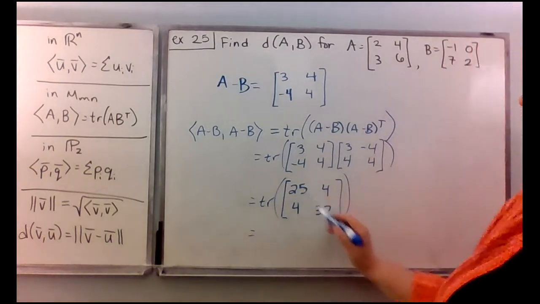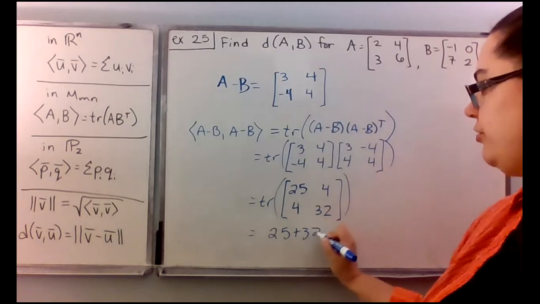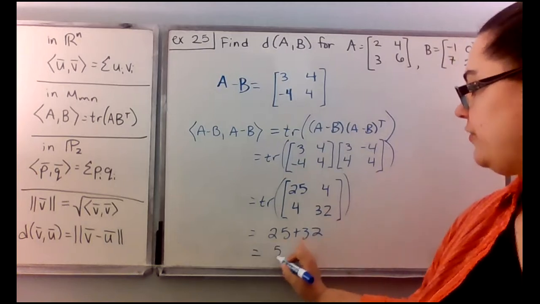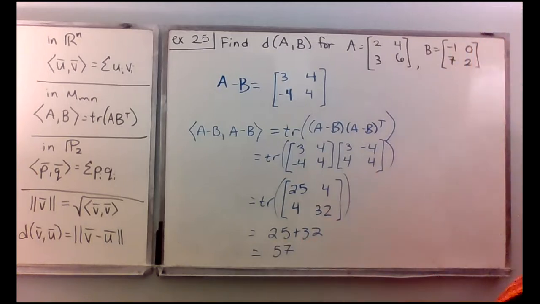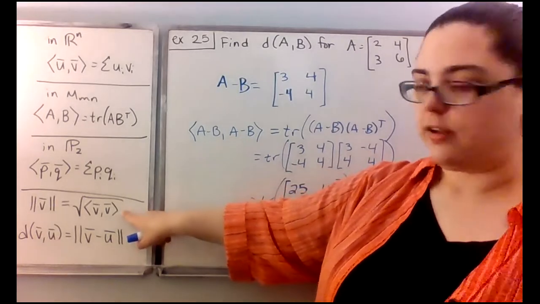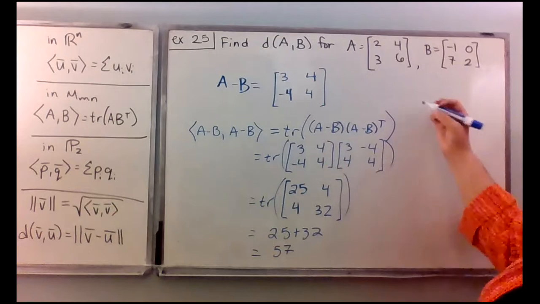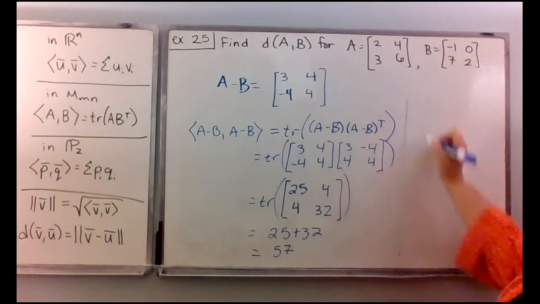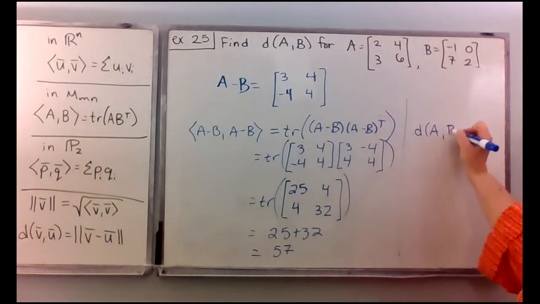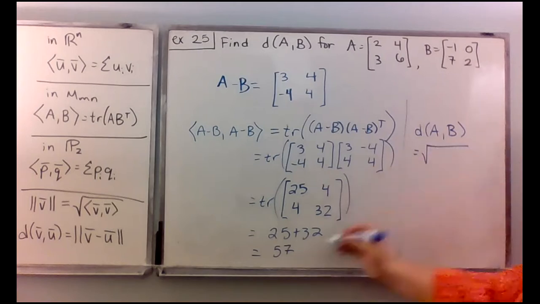So remember, the trace means just add the diagonal entries. So we get 25 plus 32, so we get 57. All right, so we just found the inner product of these differences. So we found this component. What we need is the square root piece. So lastly, the distance between A and B is going to be the square root of 57.